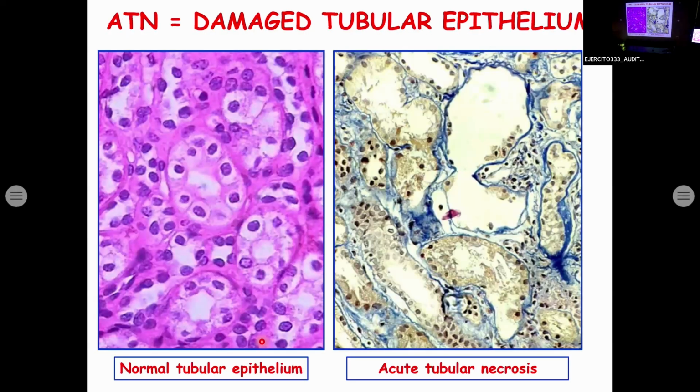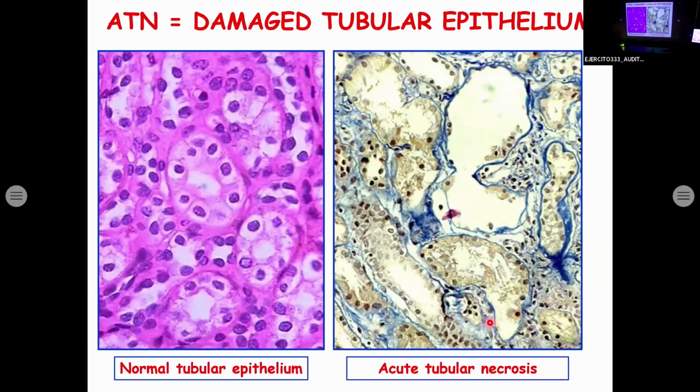What is acute tubular necrosis? This is an image which shows normal tubules, back-to-back tubules with very normal cells, mononuclear cells, identical to the cells we find often in the urine. While here we have a kidney with acute tubular necrosis, you see with destroyed tubular cells, completely different from this.